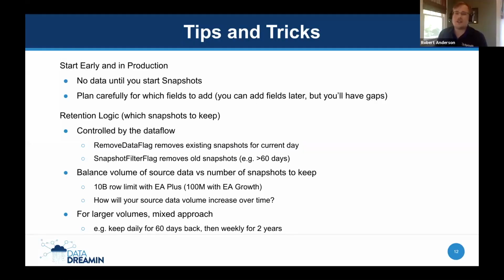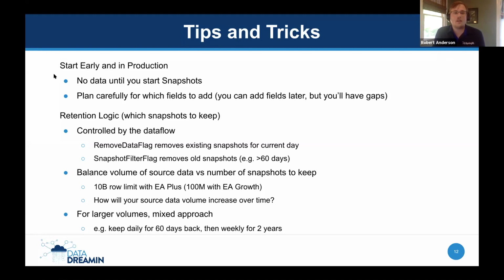All right, so let me share a couple tips and tricks before we get into our crazy pipeline trend use case. The first one is start early and in production. You don't really have data in your snapshot data set until you start running your snapshot data flow. If you wait 2 weeks, 2 months to run, then your first snapshot date is going to be 2 weeks or 2 months from now. So get going as soon as you can.